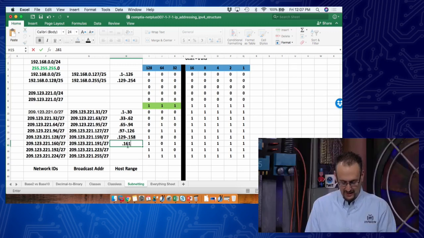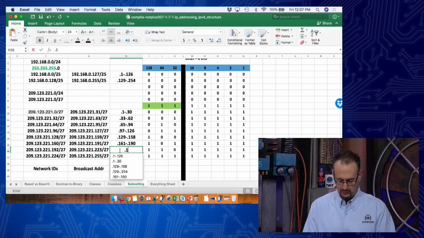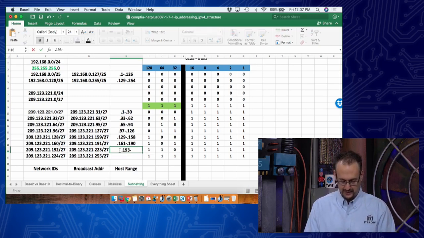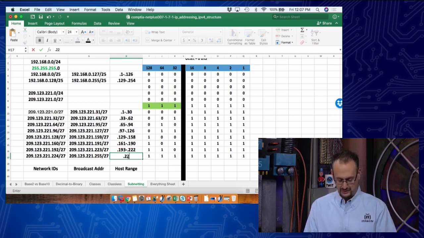.161 for the next network is the first address, and then the last address that we can give to hosts is .190. Second to last network, we've got .193, because we can't give .192, that's the network ID. Then we have 223 here, so we can't give that out, so it's .222. Last but not least, the last one is .225 all the way up to .254.